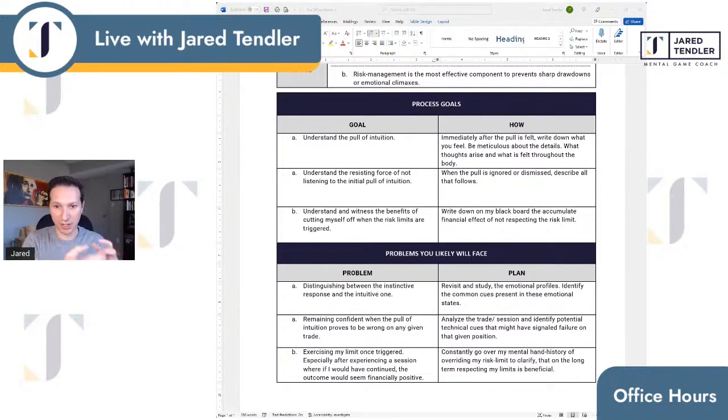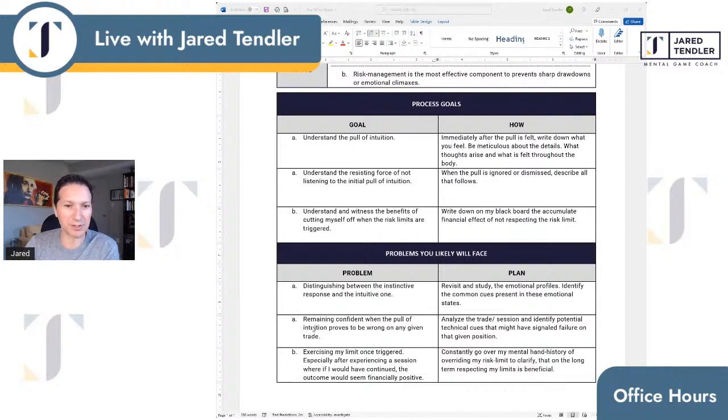So this person is trying to make sure that there is a clear understanding between when that reaction is more intuitive, right, and high level versus when it's more instinctive and low level, because sometimes they can feel very, very similar, although the differences become more clear as you get kind of deeper into studying the differences. So revisit and study the emotional profiles, identify the common cues present in these emotional states, right? That is, again, profiling the differences, mapping the differences so that there's that clarity in the moment and you can make the decision in the moment as to whether or not it's intuition or instinct.